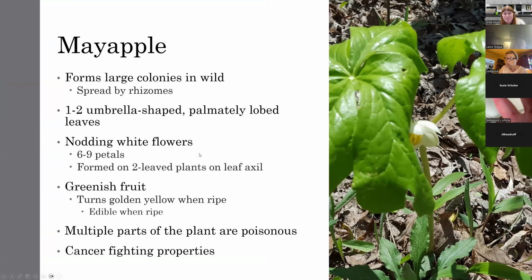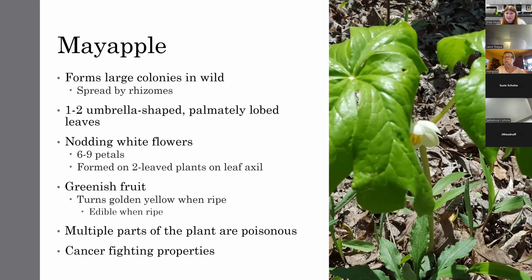All right. May apple. This is another one that you're going to see in our woodlands. This is one of those that you see start to pop up in the early spring with its beautiful little umbrella shaped leaves just folding out and coming out. You'll see lovely large colonies of this in the wild. It spreads very easily by rhizomes.